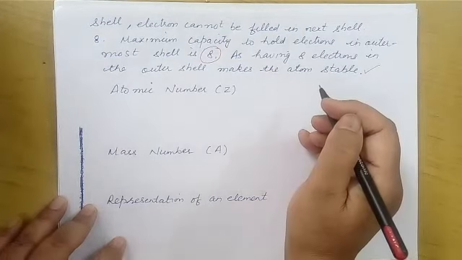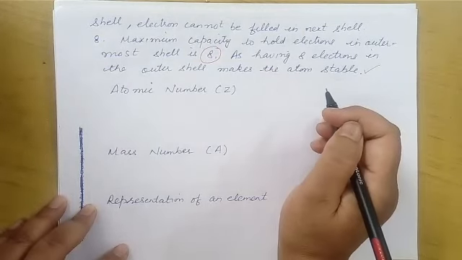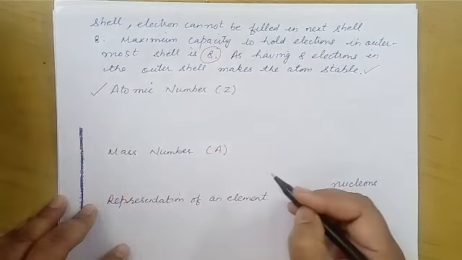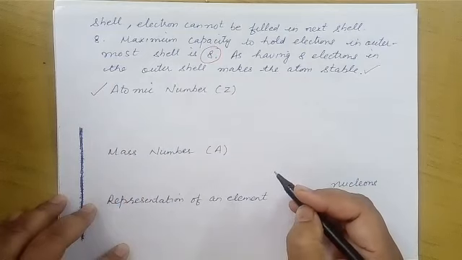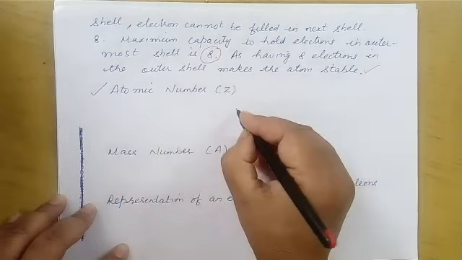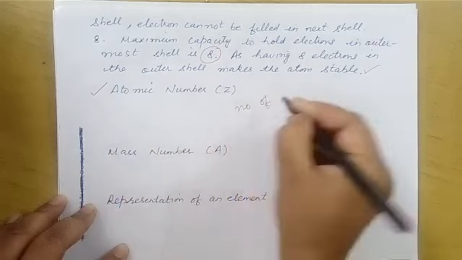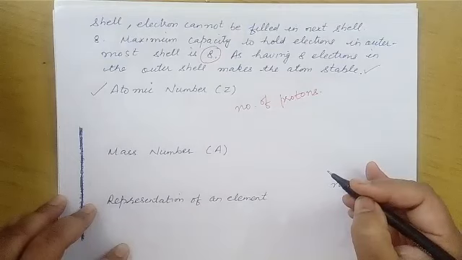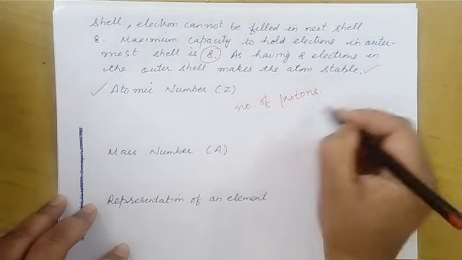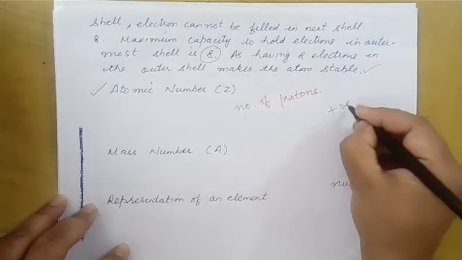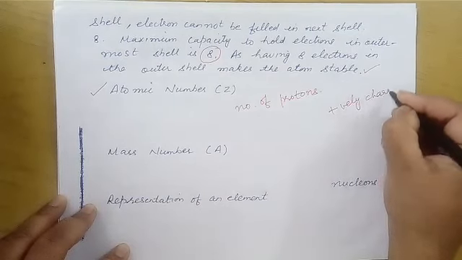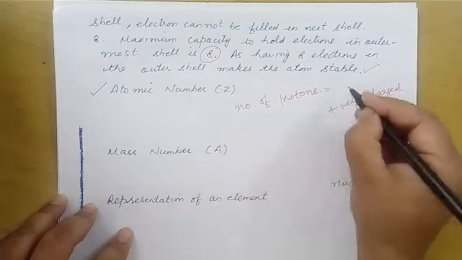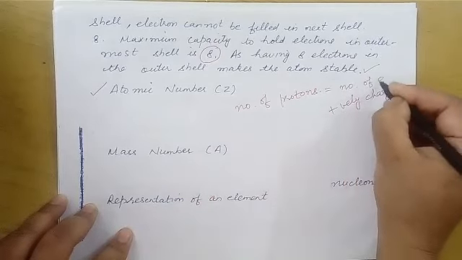Before doing atomic structure of some elements, let us first discuss some terms. First of all, atomic number. Atomic number is the number of protons present in the nucleus of an atom. Because of these protons, the nucleus is always positively charged. In a neutral atom, the number of protons is always equal to the number of electrons.